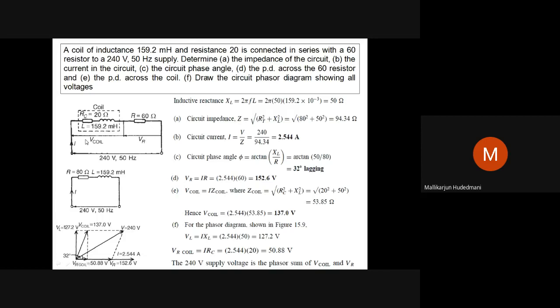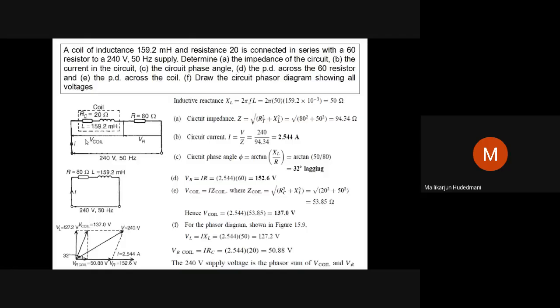The inductive coil is split as L and R. What is the voltage across the inductive part? I can get the inductive reactance XL. Then what is the voltage across the coil's resistance part? It is I into 20, you can see here, 2.544 into 20.